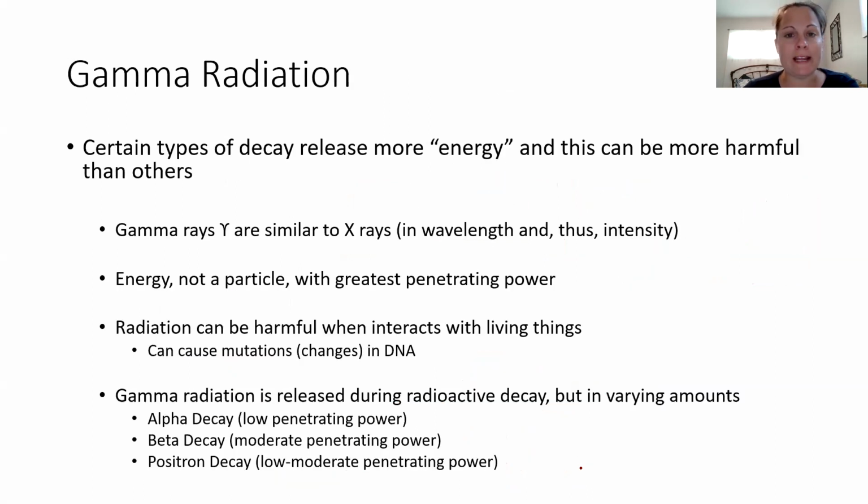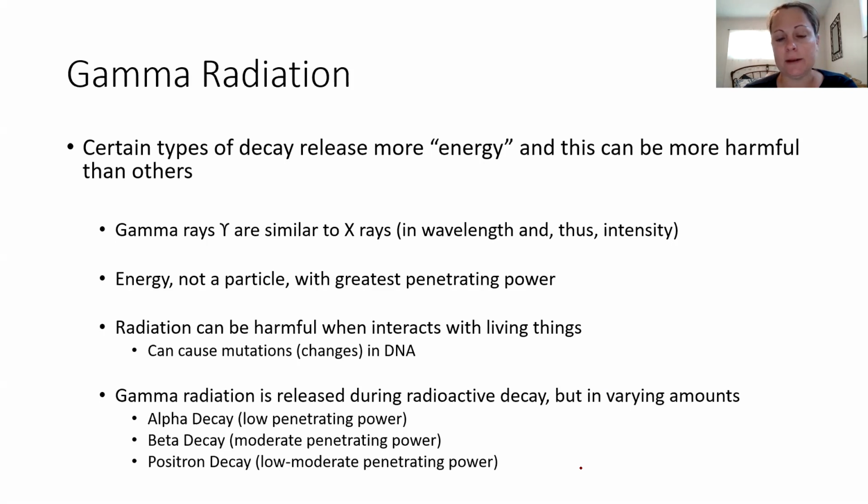Before we talk about writing these equations, certain types of decay release more amounts of energy than others, and this can be harmful. So gamma rays are a wavelength of energy similar to X-rays that can be emitted alongside these particles that are spit out of radioactive nuclei. It's not a particle itself, it is a wavelength of energy, and it has what we call really high penetrating power, meaning it's harmful when it interacts with living things. It can cause changes in the DNA, which are called mutations, and those mutations can lead to cancer.